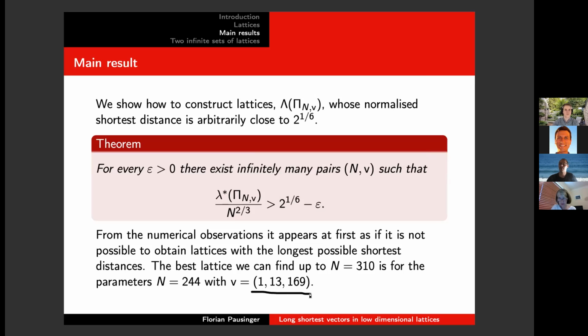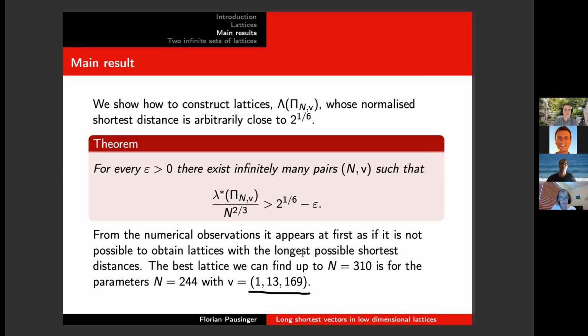I did not understand for the longest time why this lattice was so particularly good, and also why it was so rare. But as you can already see, this vector actually has a lot of structure. So this is 1, 13, and 13 squared. So I experimented a lot with different kinds of constructions, all based on this example that I found here. And eventually I came up with a construction that actually worked in general.